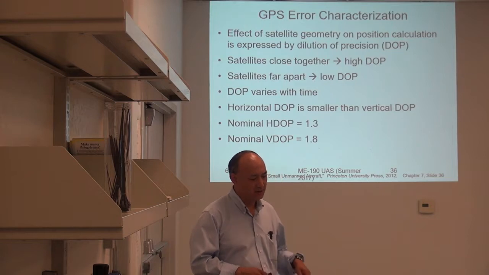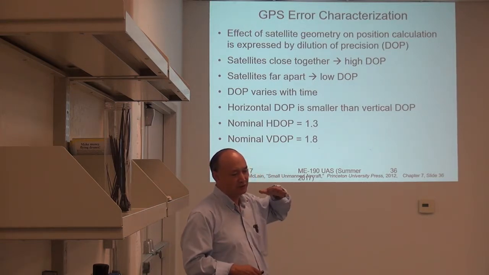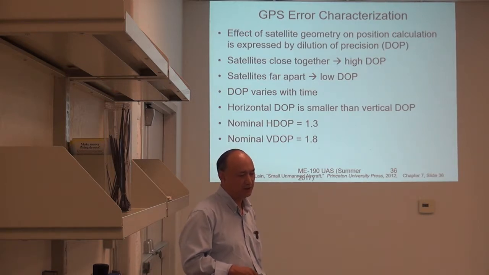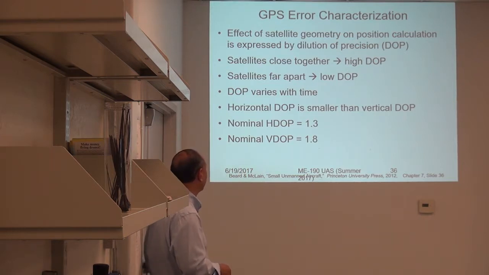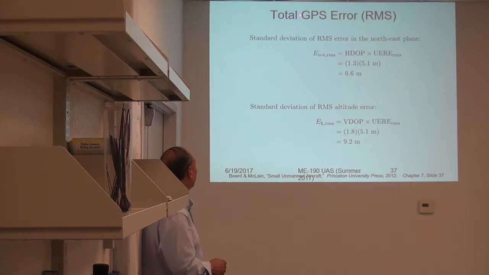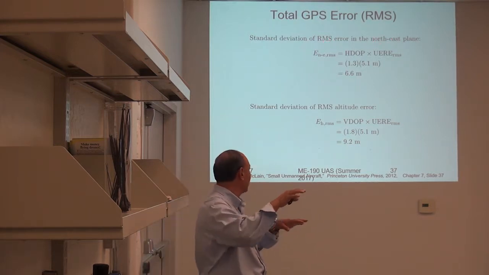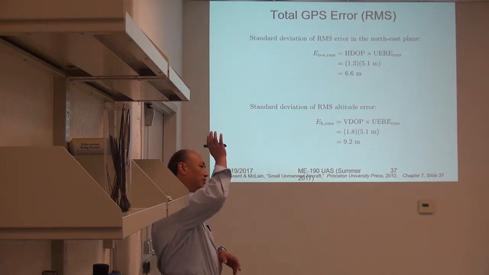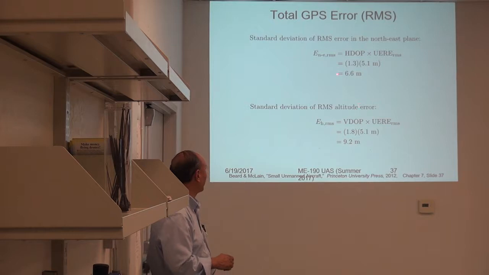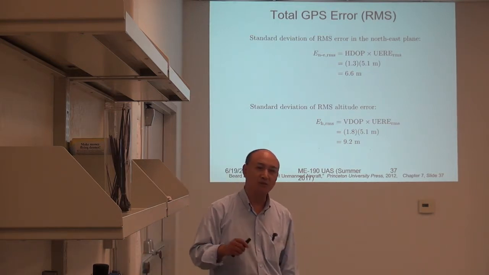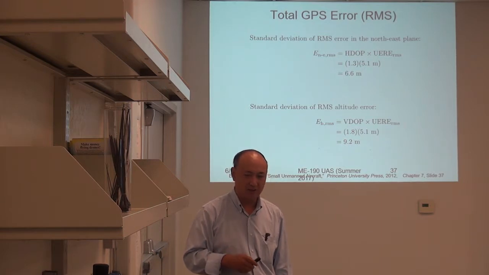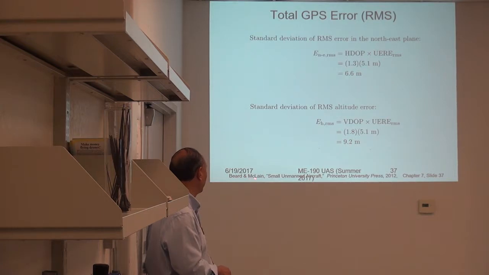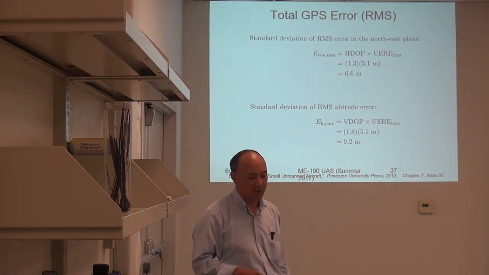And when we talk about GPS error, we also need to project the error in the different frames. There are more technicalities regarding the errors. So here, the total GPS error, like the root mean square, standard deviation of the root mean square error in the north-east plane, is 6.6 meters. In altitude it is about 9.2. All these numbers can be computed from this UERE and HDOP and stuff like that. If you want to understand more technical details, you can refer to the book by Randy Beer and Tim McLean for Princeton University Press.